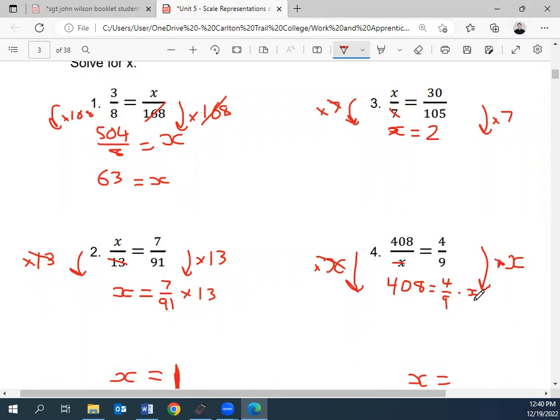So now what I need to do, remember my whole goal is I need to get x by itself on a side, right? What's in the way of me doing that? 4 over 9, right? And what's happened with that 4/9? Well, it's being timesed, so I need to do the opposite, which is divide. So now I divide both sides by 4/9 to give me my answer.